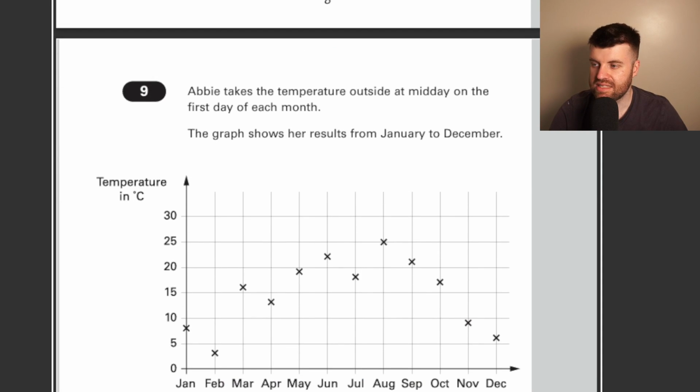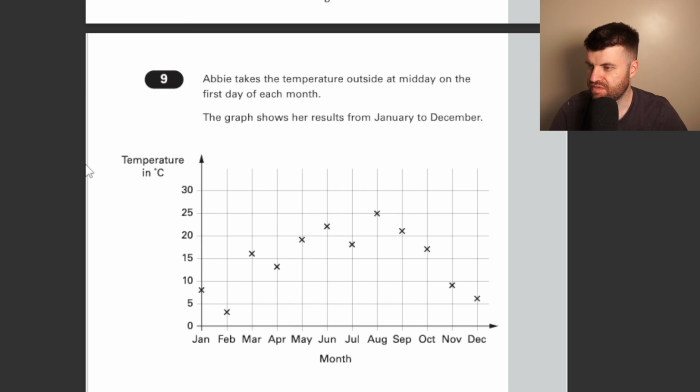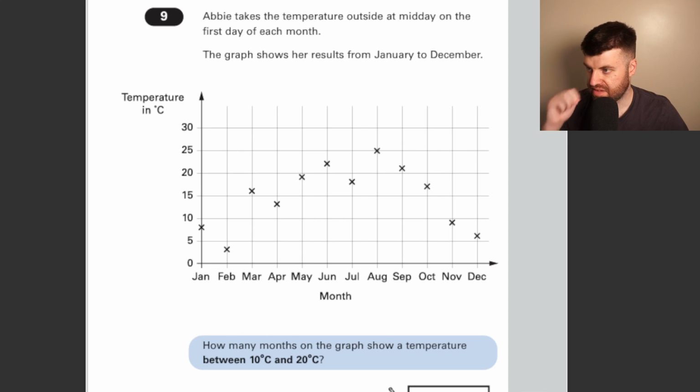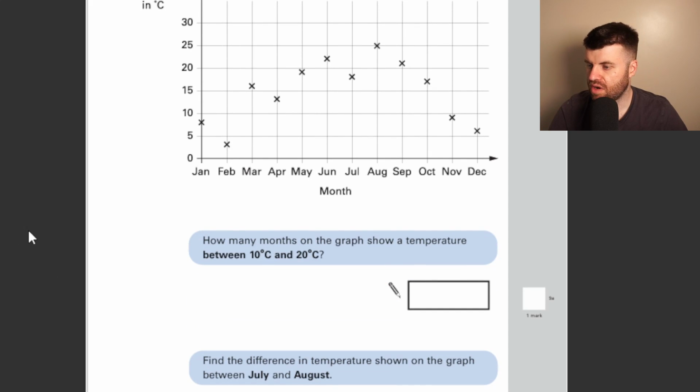Question 9, Abby takes the temperature outside. I'm going to just make it a bit smaller so we can fit more on the page. Abby takes the temperature outside at midday on the first day of each month. The graph shows January to December. How many months on the graph show a temperature between 10 and 20?